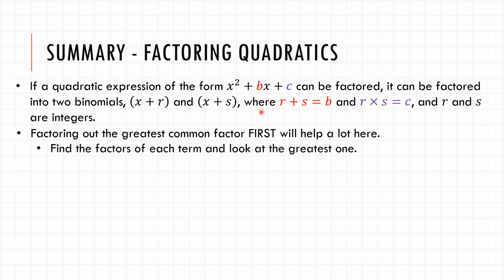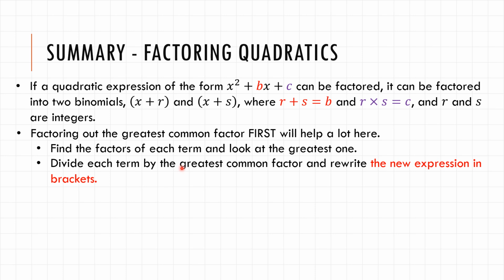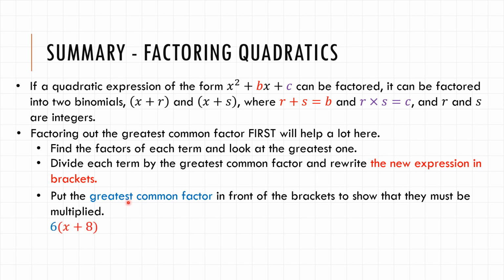So to do that, you find the factors of each term, you look for the greatest factor, and you divide each term by the greatest factor that they have in common. Rewrite the new expression in brackets, and then put the greatest common factor in front of the brackets to show that these two are being multiplied. If you were to multiply them, you would undo the factorization.